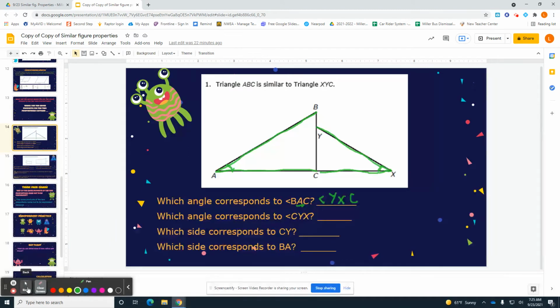Okay. So now which angle corresponds to angle CYX? I'm going to erase the green so that we can now find our next one. So it says which angle corresponds to angle CYX.